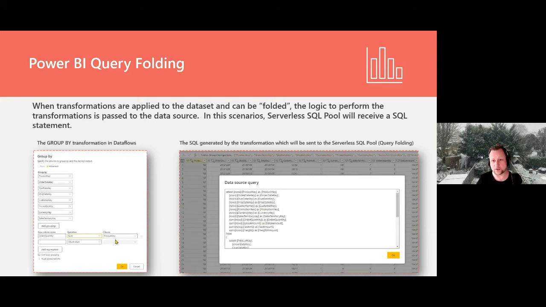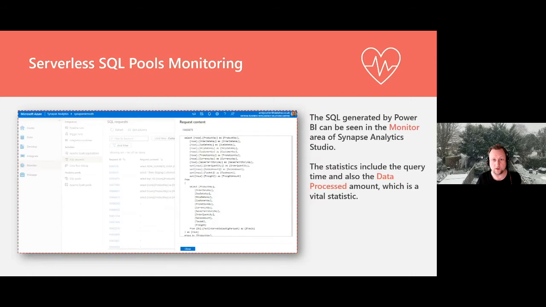So in our scenario, serverless SQL pool will accept a SQL statement. So in our data flow here, we're creating an aggregate transformation. We're grouping by to reduce the number of rows we've got. I don't need all the rows from my fact table, so I'm going to roll up to a higher level of granularity for my data flow. But as you can see, there's SQL being generated by Power BI. Ultimately, that will be pushed down to the Synapse Analytics serverless engine.